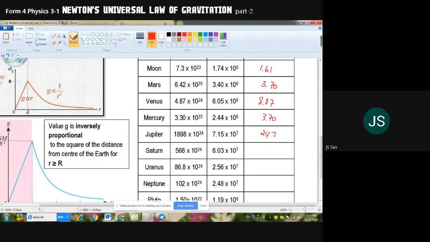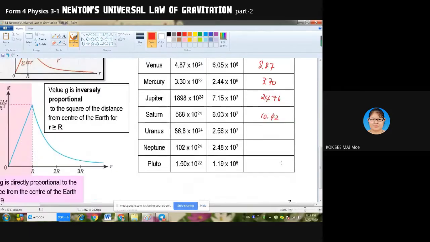24.76. Okay, next. Saturn. 10.42. Okay, the next one, Uranus. 8.83. Okay, Neptune. 11.06. Last one, Pluto is 0.71. Okay, so this one is the answer.